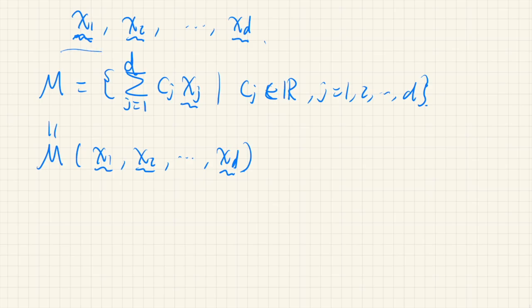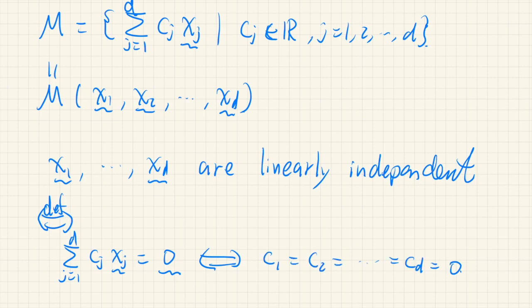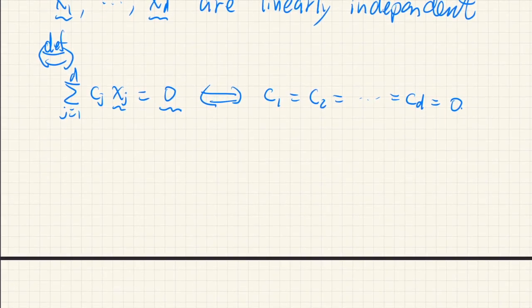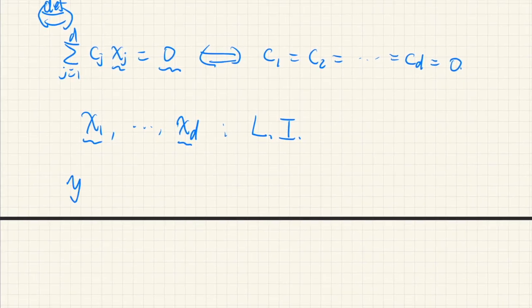And we say these vectors are linearly independent if the following holds. The linear combination of these vectors is 0 if and only if all the coefficients are 0. Okay? Now, suppose that x1 up to xd are linearly independent. And suppose we have another vector y that is represented as a linear combination of these vectors. So let's say the sum of aj times xj.